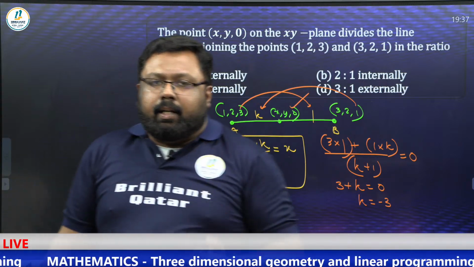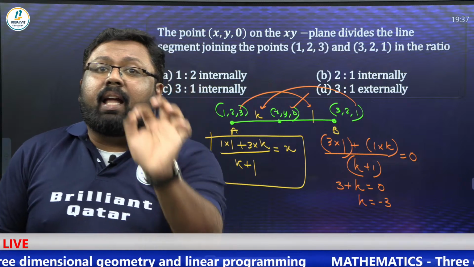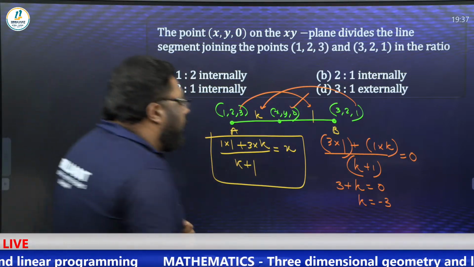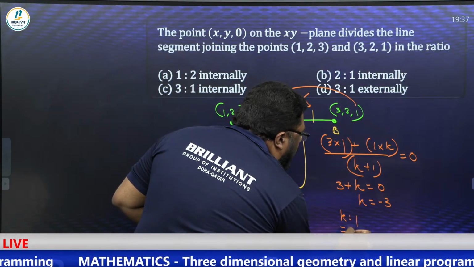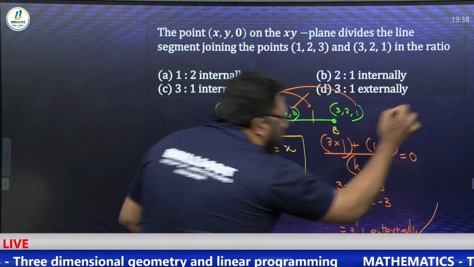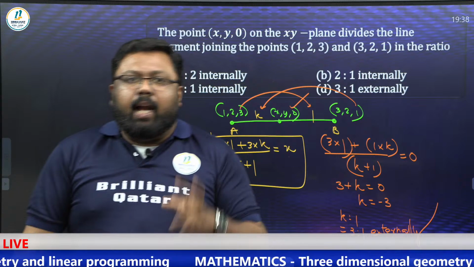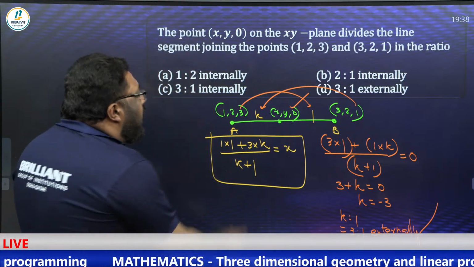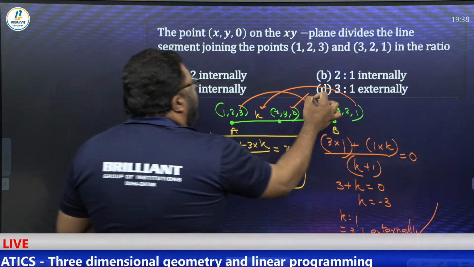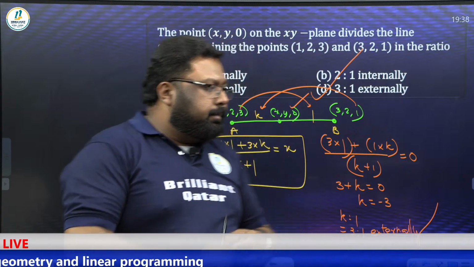If the answer is negative, remember, it is external division. If the answer is positive, it is internal division. So what is k is to 1? You will say 3 is to 1 externally. Keep in mind, I just compared the z components because that is the only component given to me. I don't know the other two components. So I use that z to get k, and that is my answer. 3 is to 1 externally, option D.